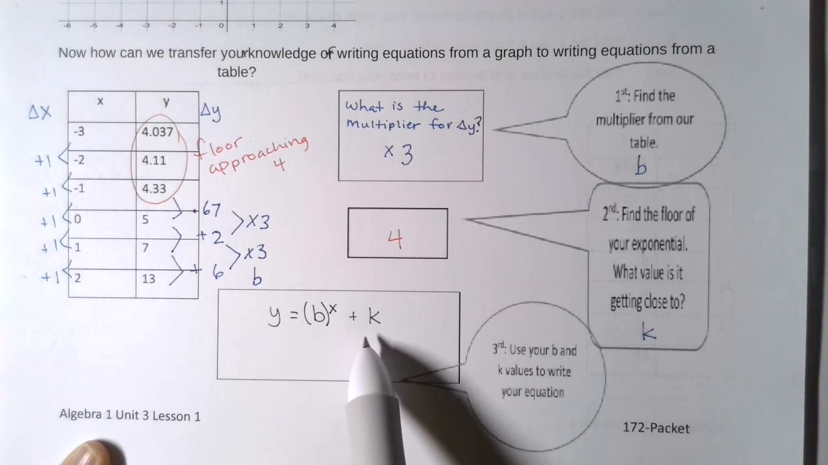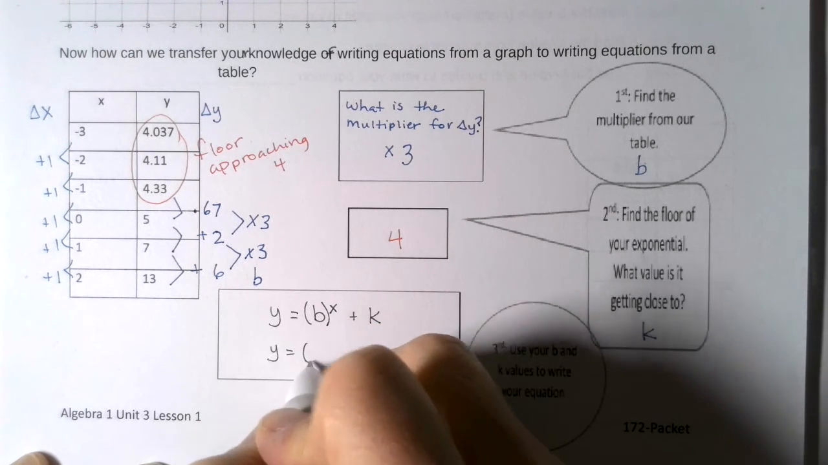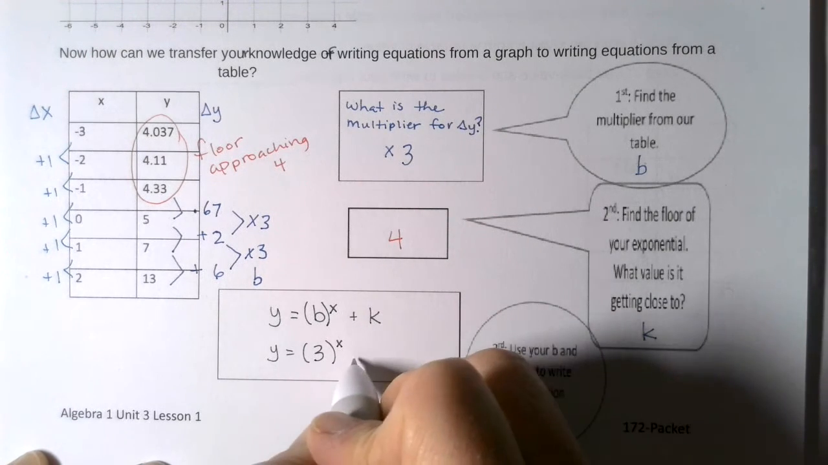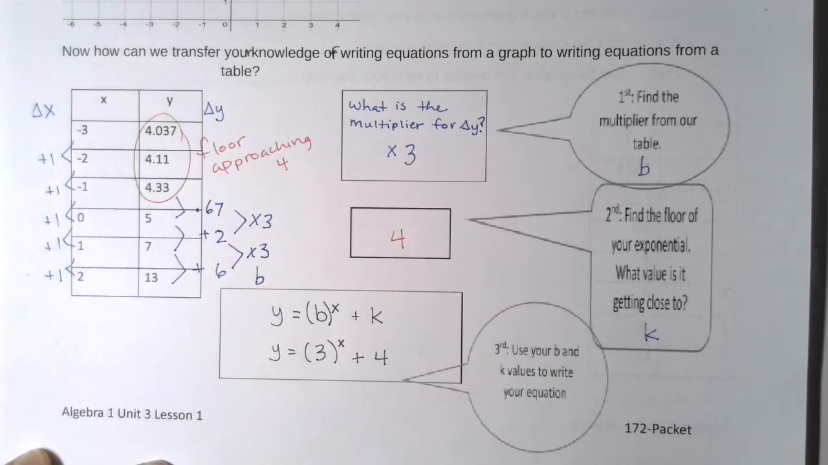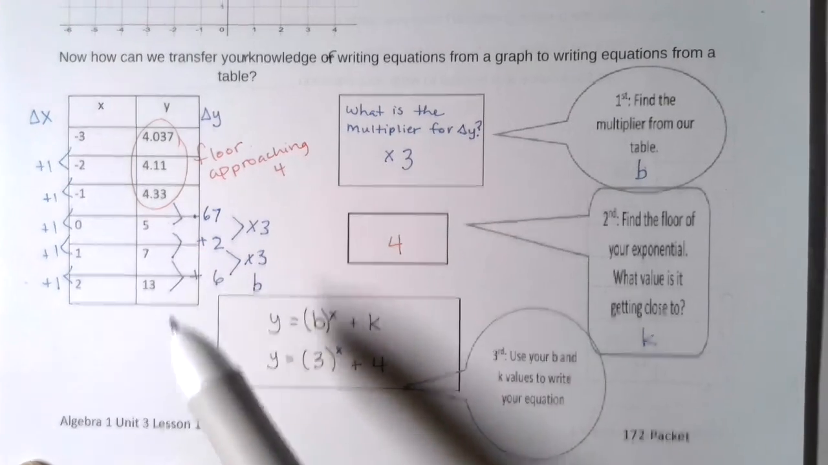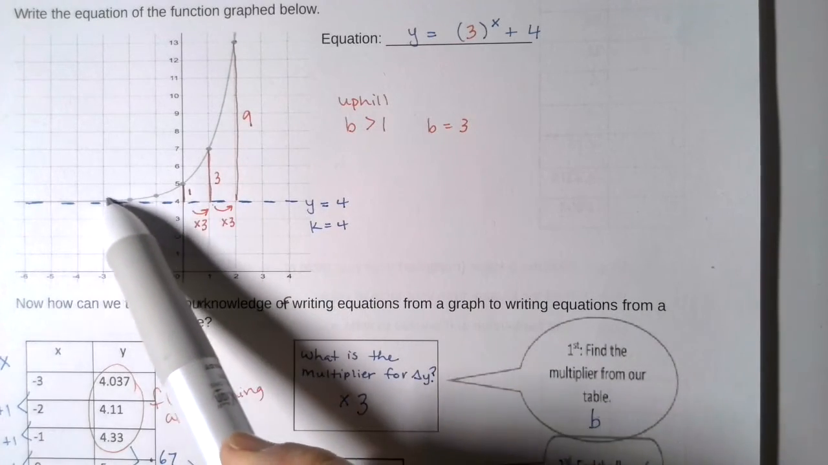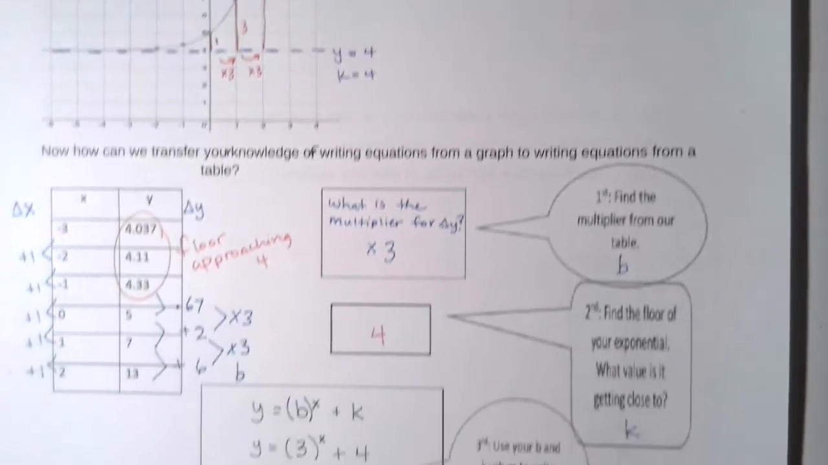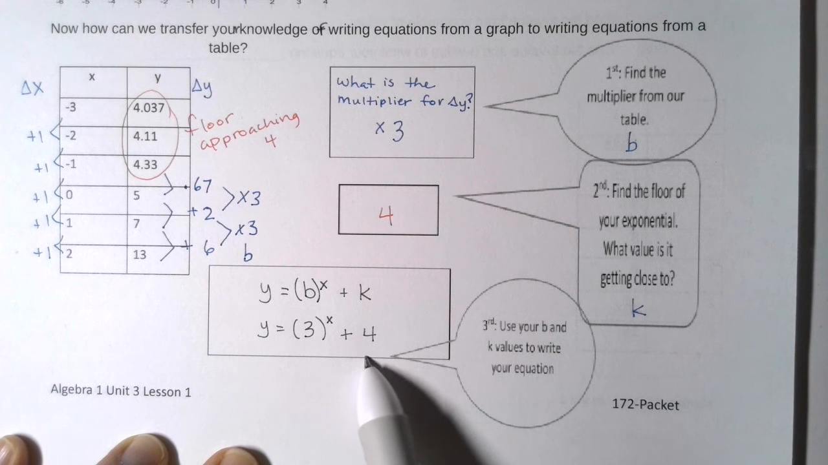So I always start by rewriting my general form right here so I can more easily line up our values. So we have y equals our b value, our multiplier, which is 3, raised to the x power plus our k value, which is 4. And of course, this table right here represents the ordered pairs that we have shown on this graph. And so we can see our floor at k, and we can see that we matched our equation there. If you're given a table, you don't have to graph it. You can use these steps in order to get the equation.